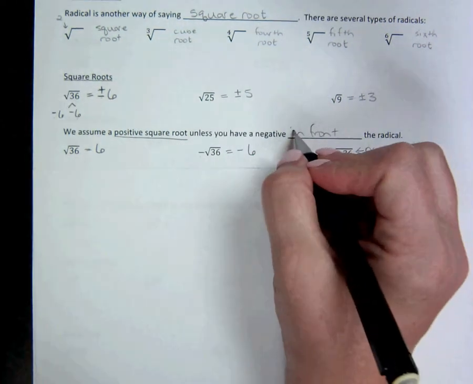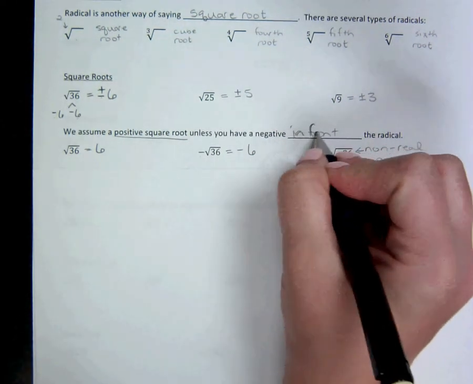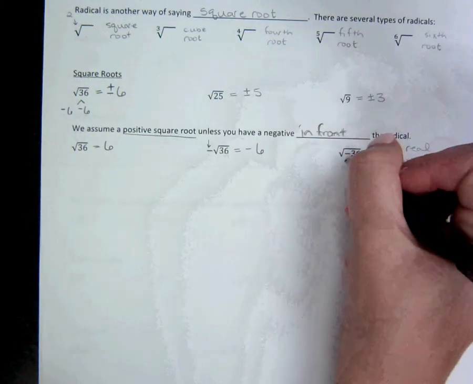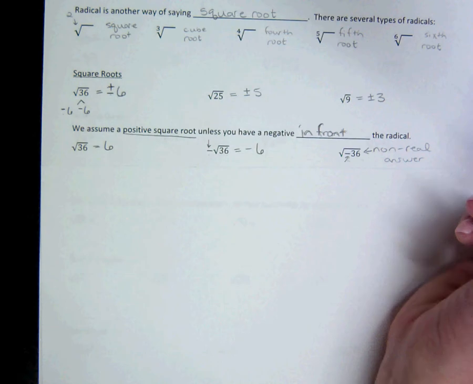So again, the negative has to be in front of the radical. Very important, outside the radical versus inside the radical. That makes all the difference.